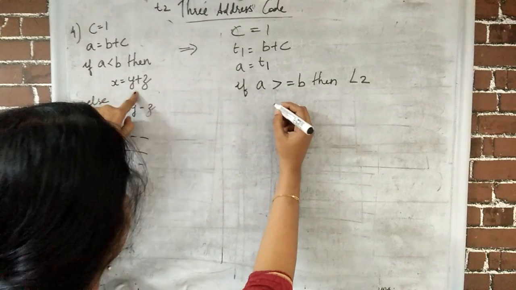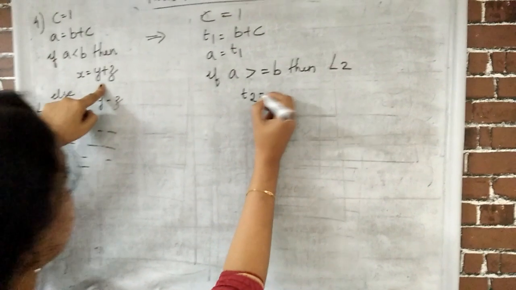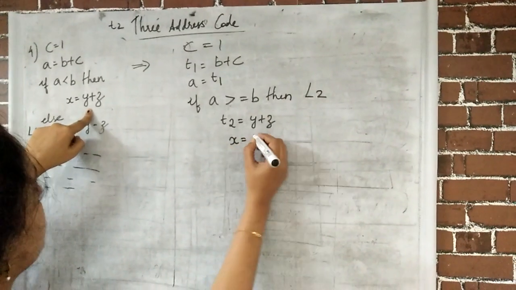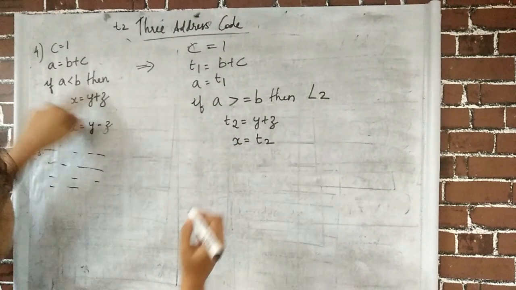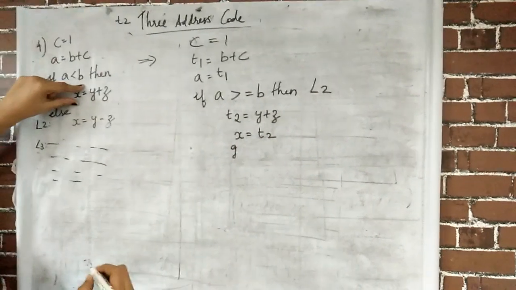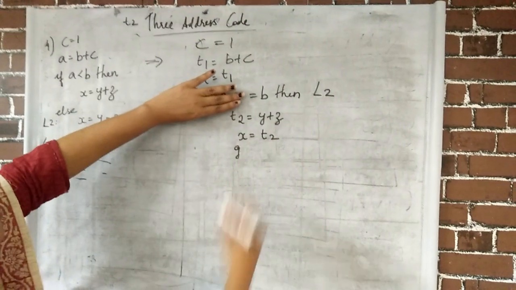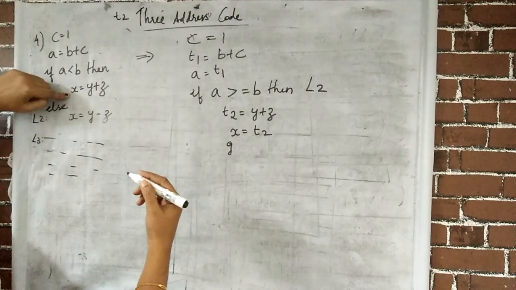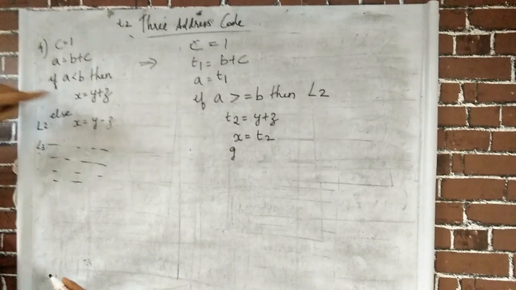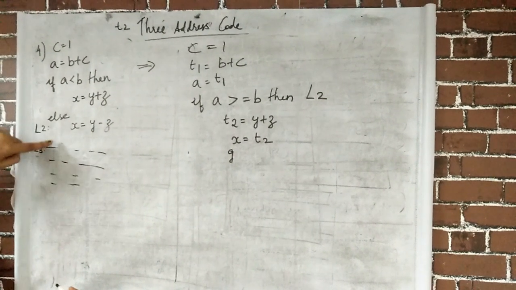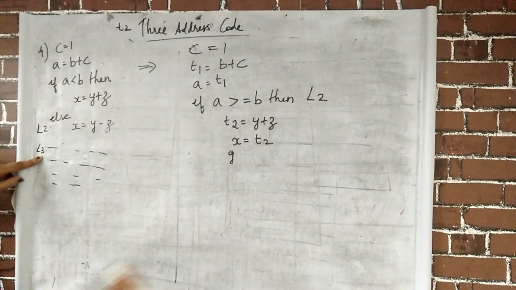So what is available? X is equal to y plus z. So now T2 is equal to y plus z, and x is equal to T2. Now, if the reverse condition is false, it will naturally execute these true condition statements. After this, what do we have to execute? We have to skip the else condition and execute whatever is available in L3.